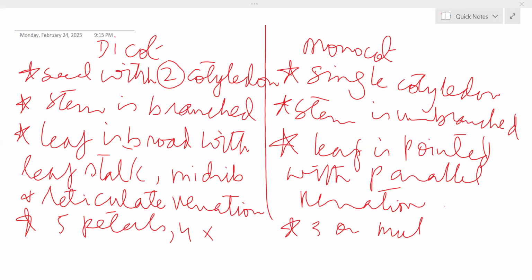In these differences, you can understand what the structure of a dicot plant and a monocot plant can be, because externally, when we observe them, we can easily identify them with the help of these structures.